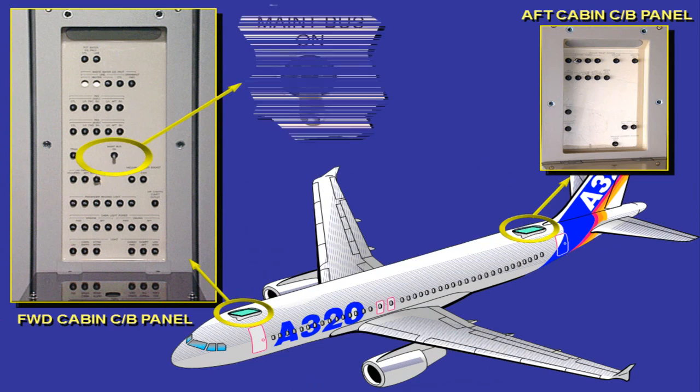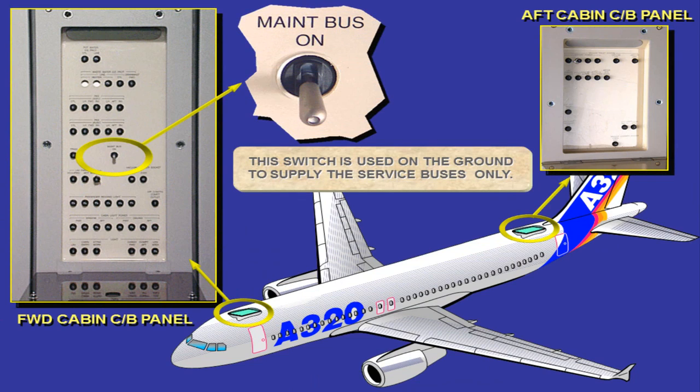The maintenance bus switch, located on the forward cabin CB panel, allows the AC and DC service buses to be supplied without energizing the whole aircraft electrical network. The aft cabin CB panel contains only CBs.